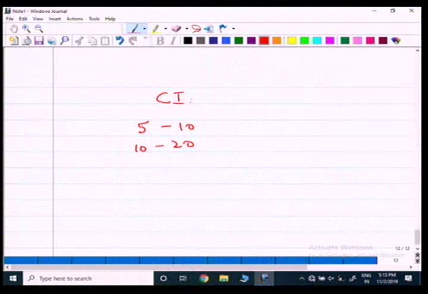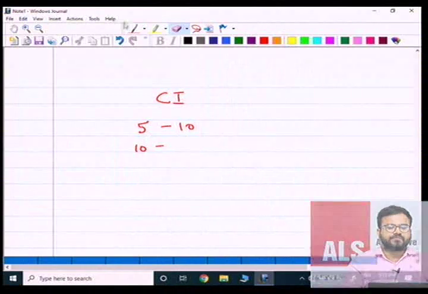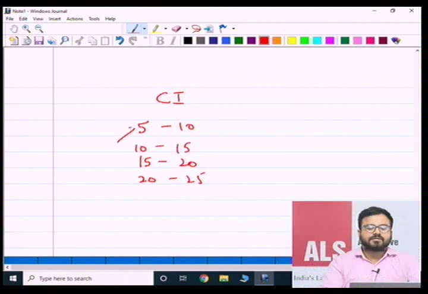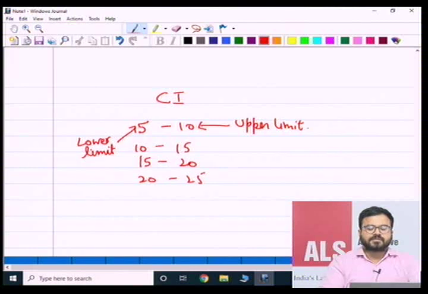So let us start with the question, or let me tell you what we have in class interval. In class interval, data will be given in terms of range. Let's say 5 to 10, 10 to 15, 15 to 20, 20 to 25, and so on, if we take the same width. So this is known as the class interval. Here, this 5 is known as the lower limit of the class. This 10 is known as the upper limit of the class.